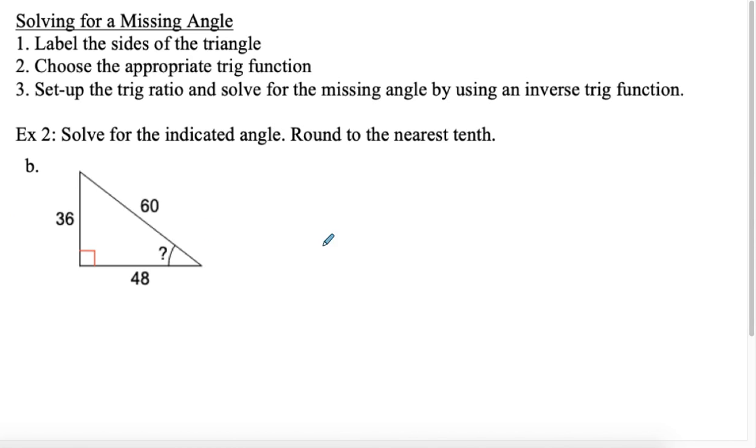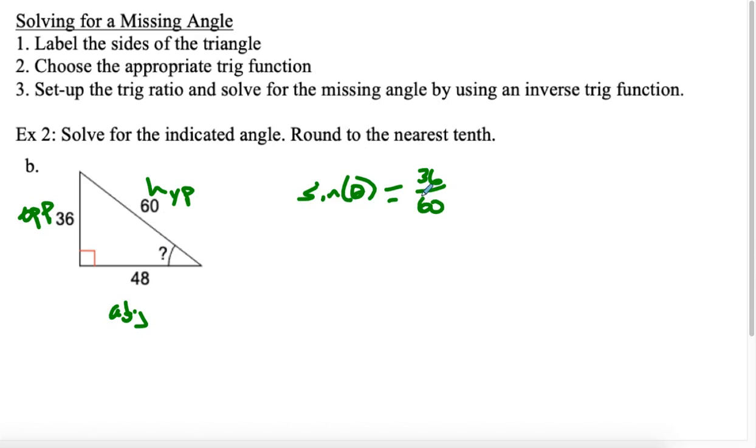Now in this one, we are actually given all three sides of the triangle. We can choose what trig function we want to use then, right? We're given the opposite side, we're given the adjacent side, and we're given the hypotenuse. So it doesn't matter what trig function I use. I just need to make sure I'm using the appropriate sides for the trig function I choose. Let's go with sine. I'll say sine of my unknown is equal to opposite over hypotenuse, so 36 over 60.